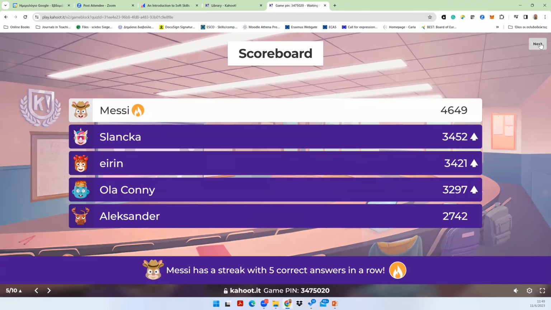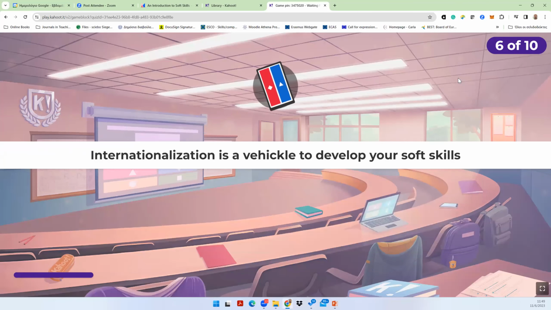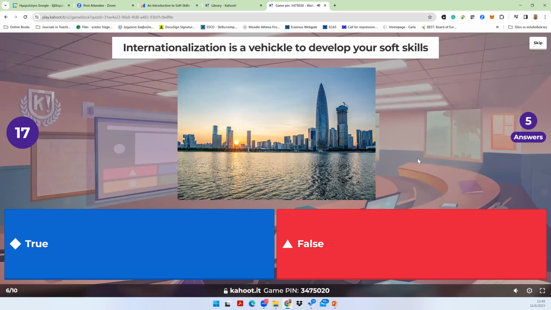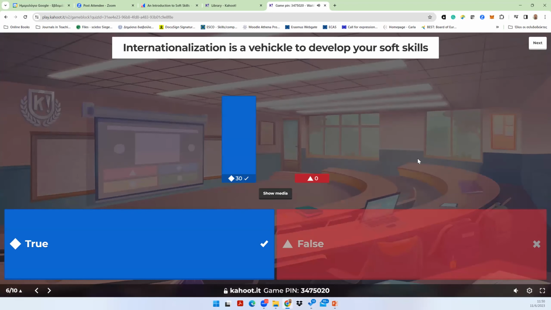Messi, next. True or false? Easy. Internationalization, I'm sorry for the mistake here, is a vehicle to develop your soft skills. Internationalization means multicultural. It means you are moving outside of your comfort zone. It means that you are trying to speak in English. It means that you understand the others because they have a different culture. All right, good.